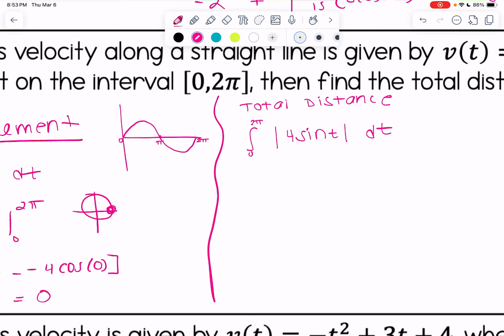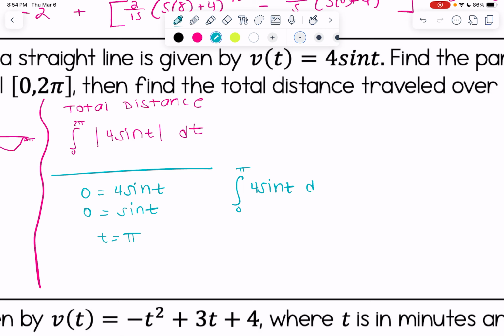So what I would have to do is take our initial integral from 0 to 2 pi and break it into two new integrals. So from 0 to pi of 4 sine t dt. And then we're going to do the same integral, but this time from pi to 2 pi. And we are going to make sure that we find the absolute value of all of these.